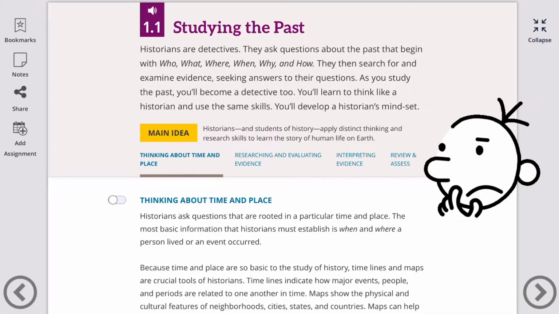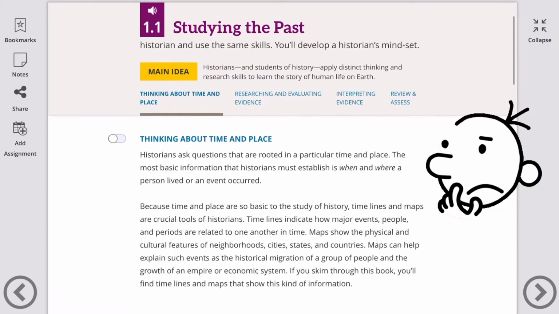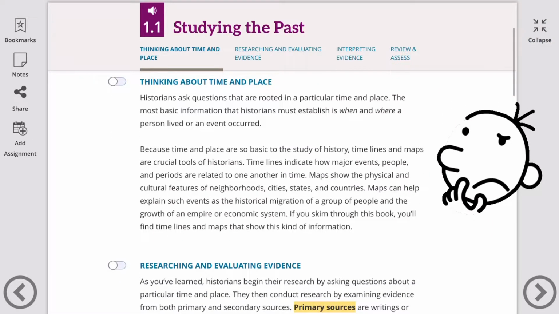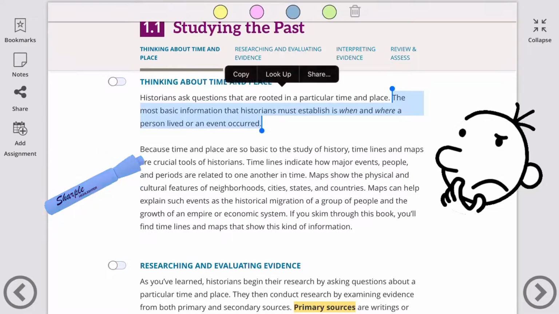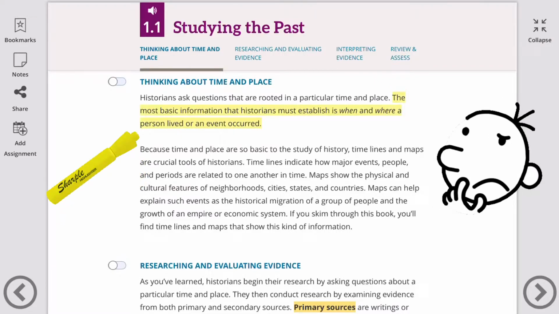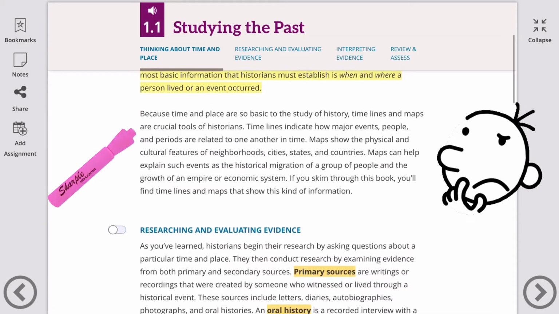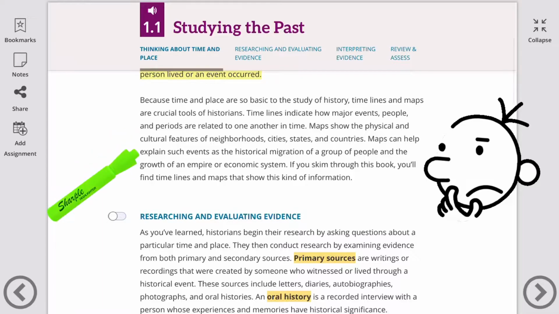Historians ask questions that are rooted in a particular time and place. The most basic information that historians must establish is when and where a person lived or an event occurred. But this should not limit us into thinking that history is just about memorizing places and dates. If that's the case, then it becomes boring and monotonous, and it will not be that significant in the whole perspective of the things that we do in this class and in society as a whole.